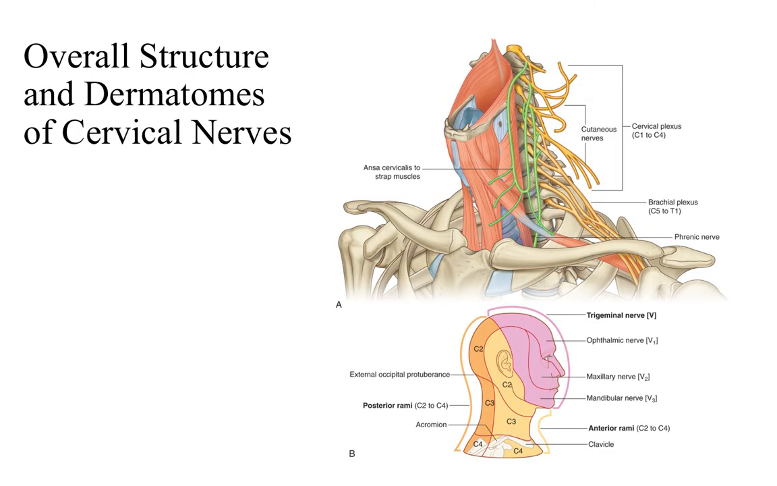Cervical nerves supply the dermatomes to the head and the neck. So here you see C2 in the ear and posterior neck region, as well as the posterior head. C3 posterior neck and anterior neck. C4 posterior and anterior root of the neck.